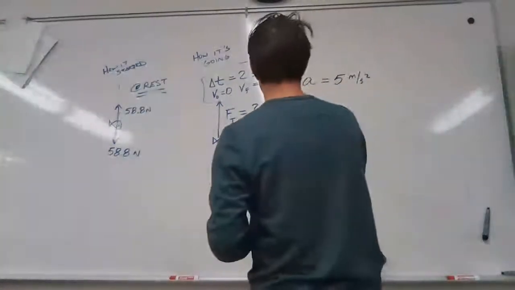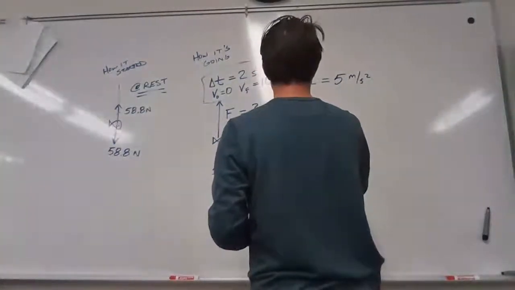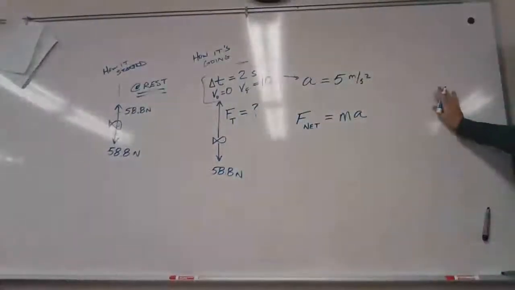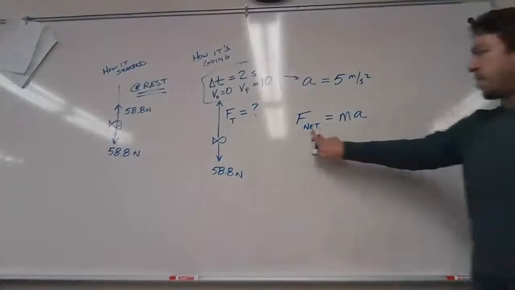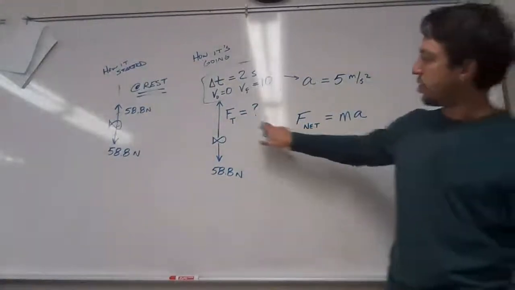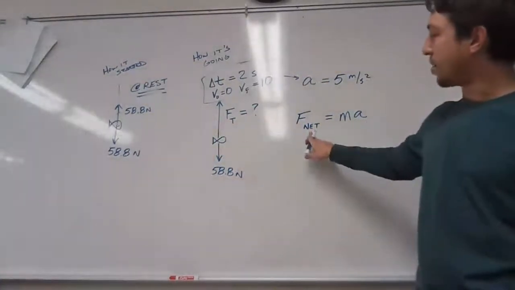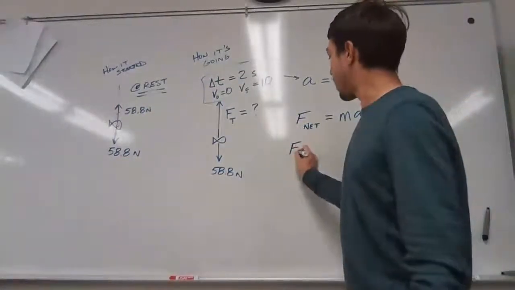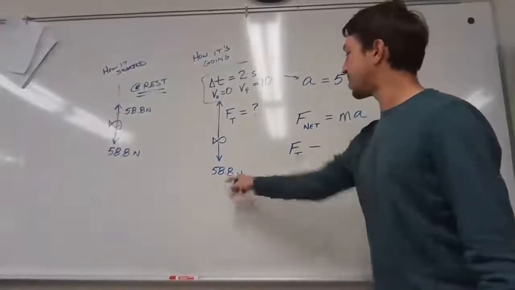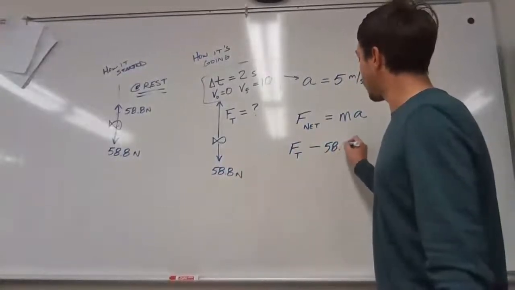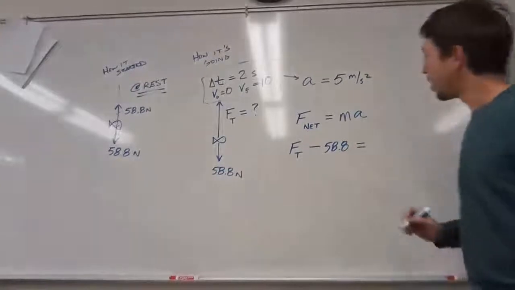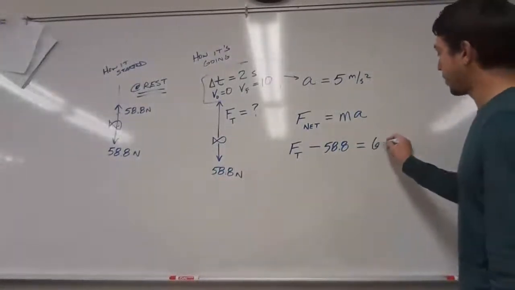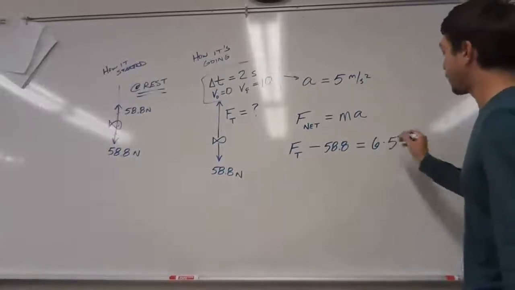So what's our famous equation? F net equals ma. Right? Can I write an expression for F net? In terms of this diagram, F net can be represented as FT minus Fg, right? Exactly. The tension minus the gravity force. We're okay with that? The mass was 6. The acceleration was 5.